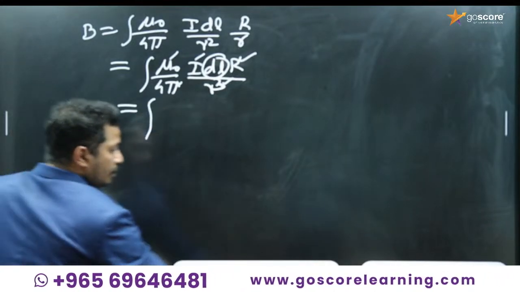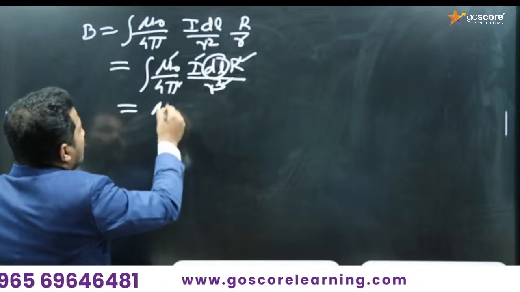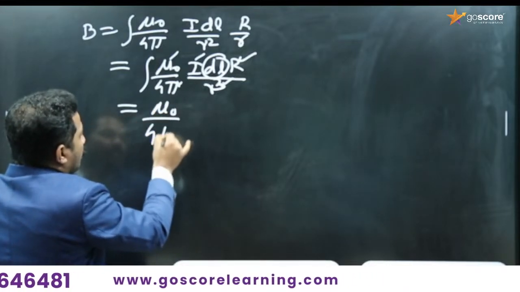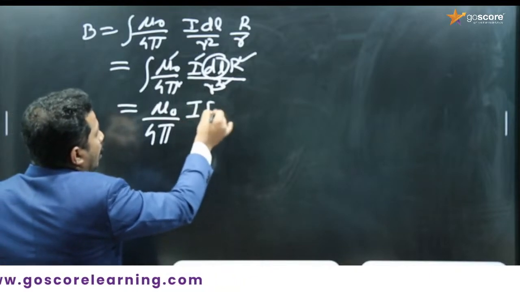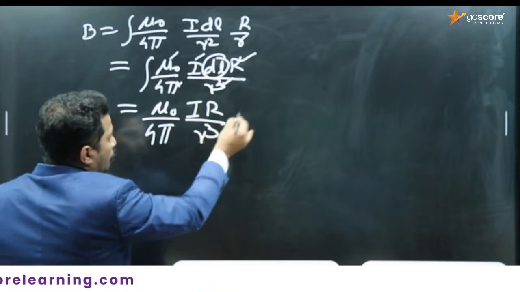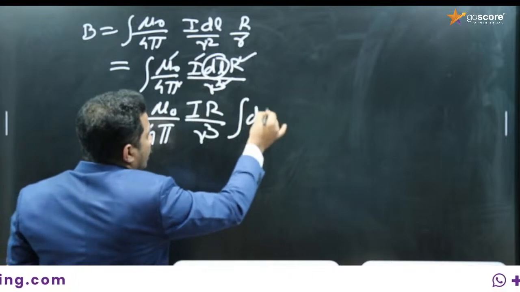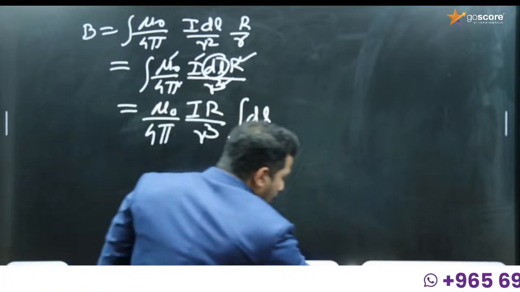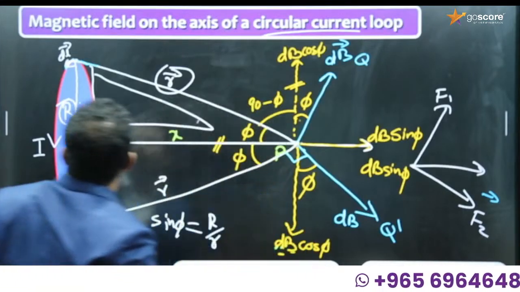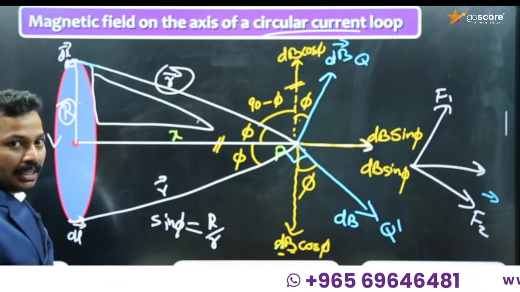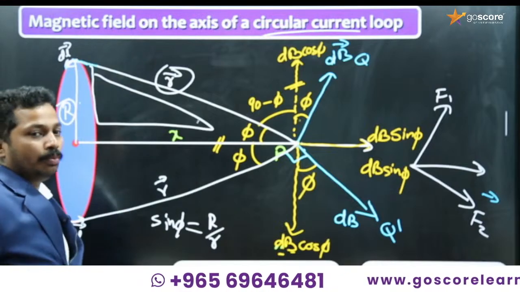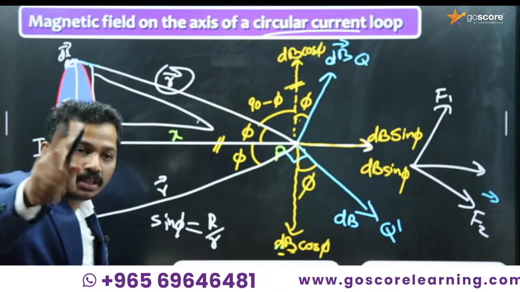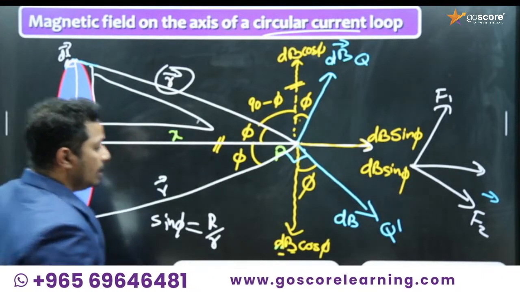So simply it is μ0/4π times I times r divided by r³ times the integral of dl. So we can move back to the diagram. So this is dl. What is the integral of dl? The integral of dl means the entire length of the circular current loop. If the radius is r, what will be the total length?